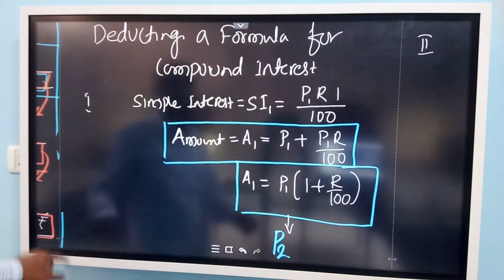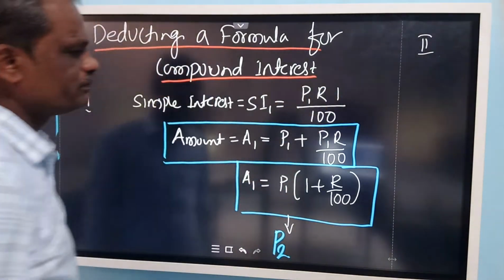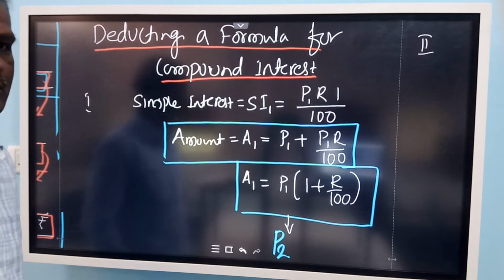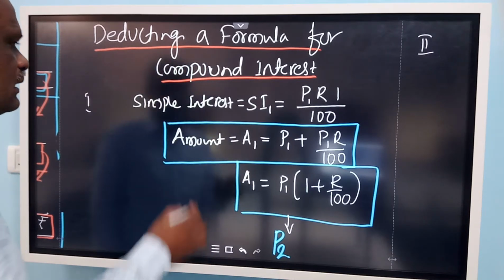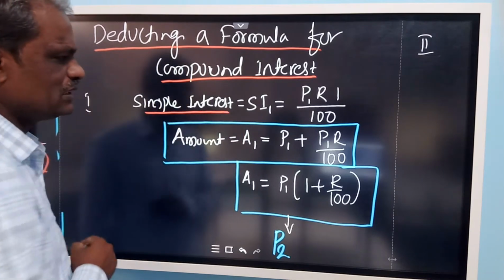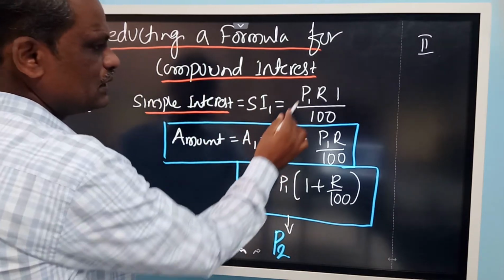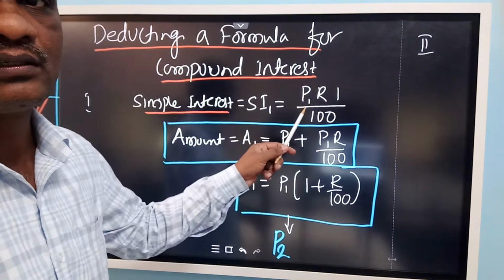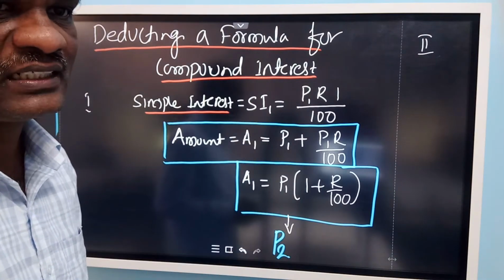So now let us deduce one formula, deducing a formula for the compound interest. Using the simple interest formula only, we are going to get the formula of compound interest. Let us calculate simple interest first for the first year. The principal for the first year, we are taking P1.